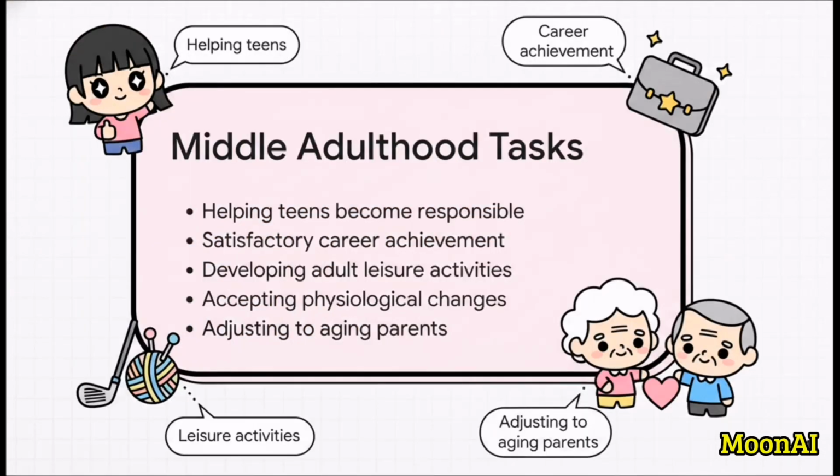Then, from ages 30 to 60, the game shifts once again toward assisting the next generation, meaning people my age are trying to help people your age. The tasks for middle adulthood are helping teenage children to become happy and responsible adults, achieving adult social and civic responsibility, satisfactory career achievement, developing adult leisure time activities, relating to one's spouse as a person, accepting the physiological changes of middle age, and adjusting to aging parents. Here, the focus is squarely on expanding social involvement and reaching true satisfaction in your career.